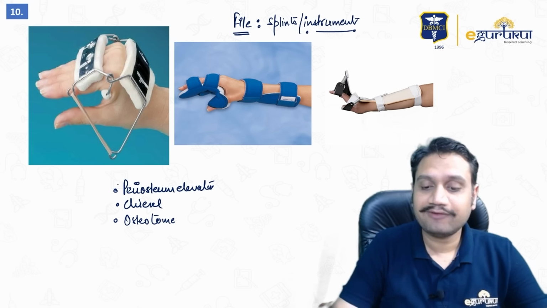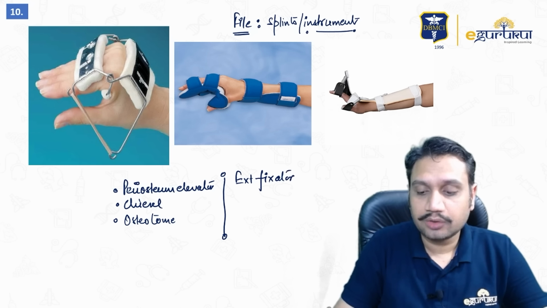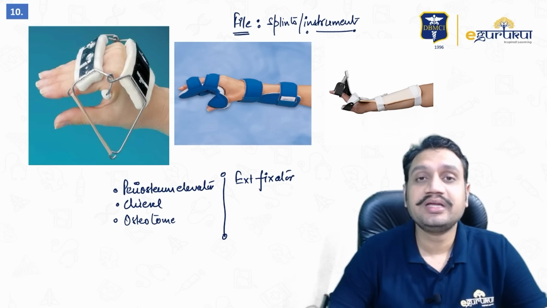Other than that, I have already shared one file with you, but you must be aware of all of them: the K-wires, the nails, the plates, the external fixators. Yes, that is another important thing, the external fixators. How does Ilizarov look? How do AO clamps look? How does the rail fixator look? This you must be aware of.